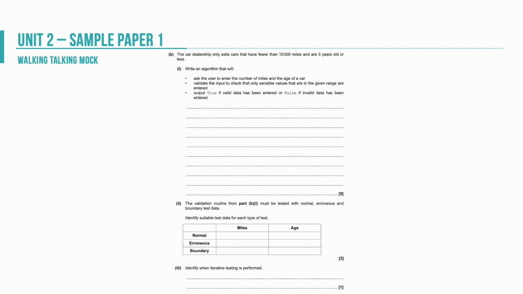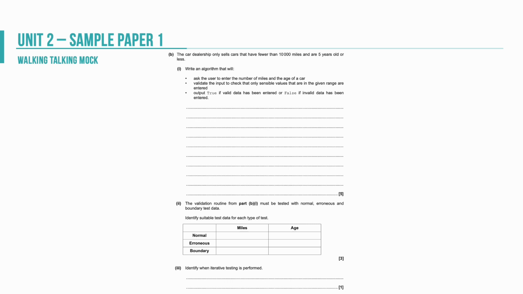Part B. The car dealership only sells cars that have fewer than 10,000 miles and are 5 years old or less. Write an algorithm that will ask the user to enter the number of miles and the age of the car, will validate the user input so that only sensible values can be given, and output true if valid data has been entered. They've got 5 marks here, so this is quite a big OCR reference language question.